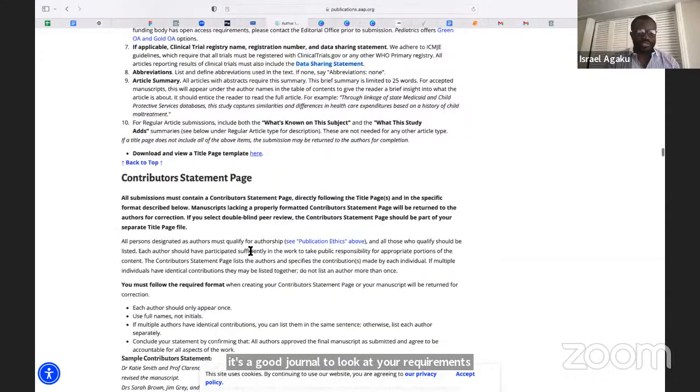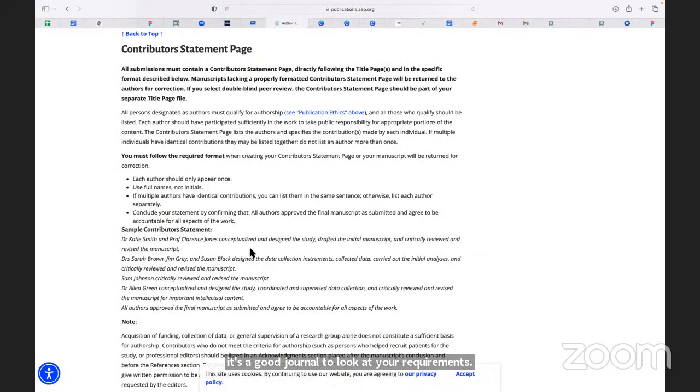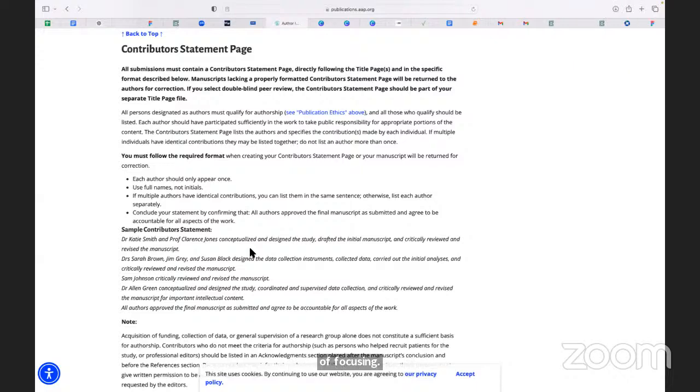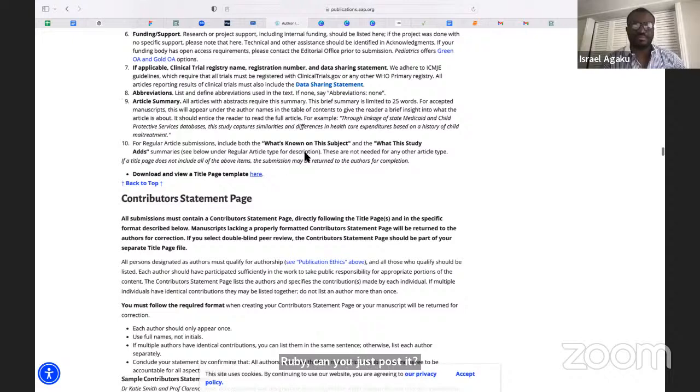All right, any other question? Thank you. I'll read the last one and then I'll move to the hands. How can you navigate between paragraph 2 of the discussion and the don'ts of the discussion, of focusing on significant findings? Kindly share more light. Can you post the question again, please?